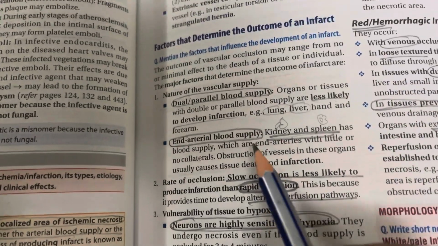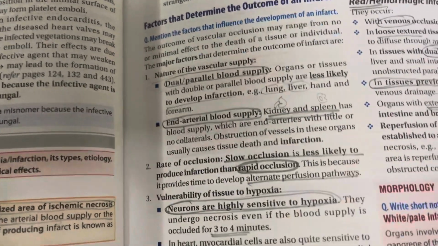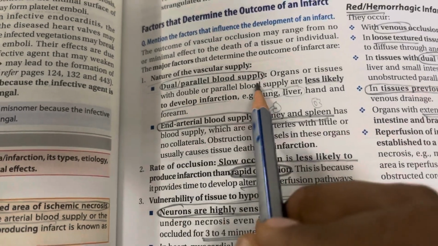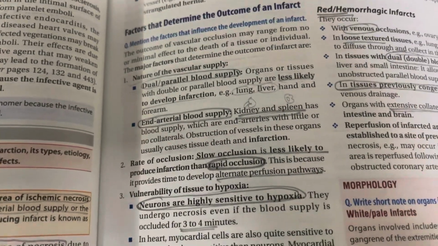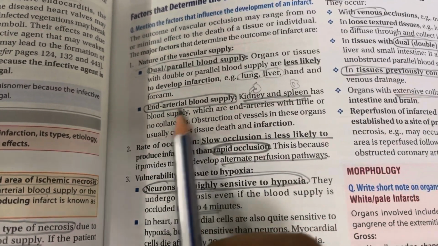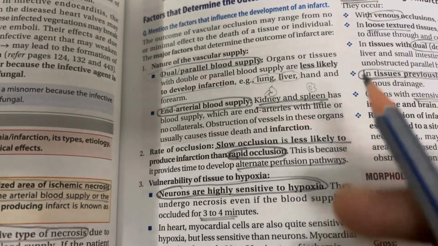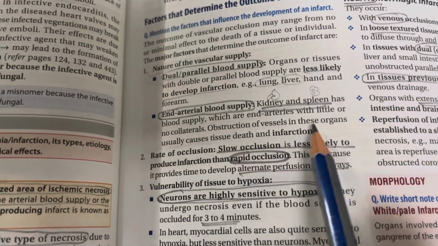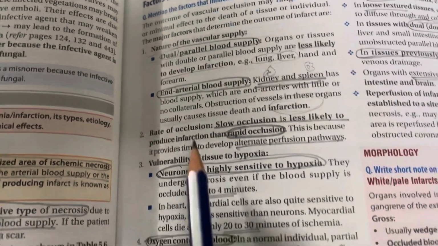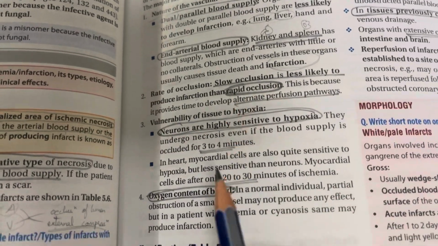So the factors that determine the outcome of an infarct are basically, first, the nature of the vascular blood supply. If a dual or parallel blood supply is there, the organ is less likely to develop infarction, such as lung and liver. Next, end arterial blood supply, such as kidney and spleen. There are end arteries with no or little collaterals, so they are more prone to infarction. Next, rate of occlusion. Slow occlusion is less likely to produce infarct than rapid occlusion.